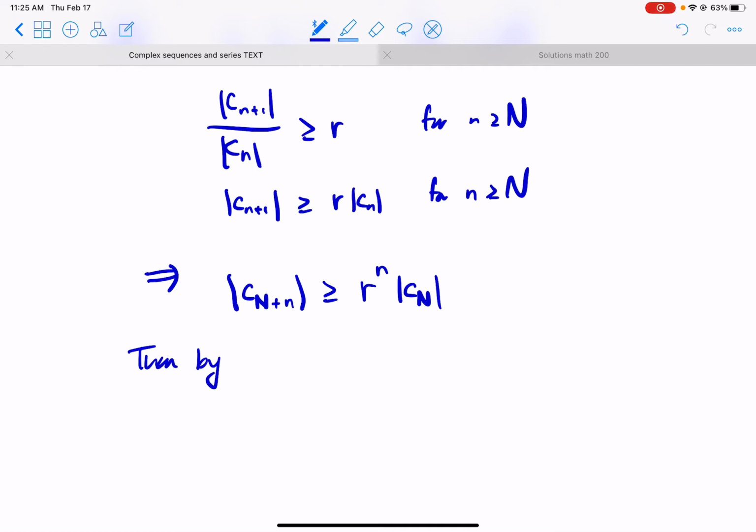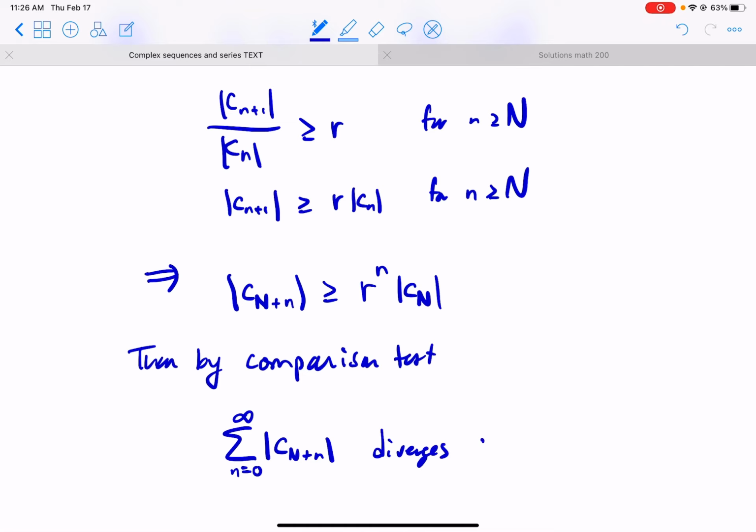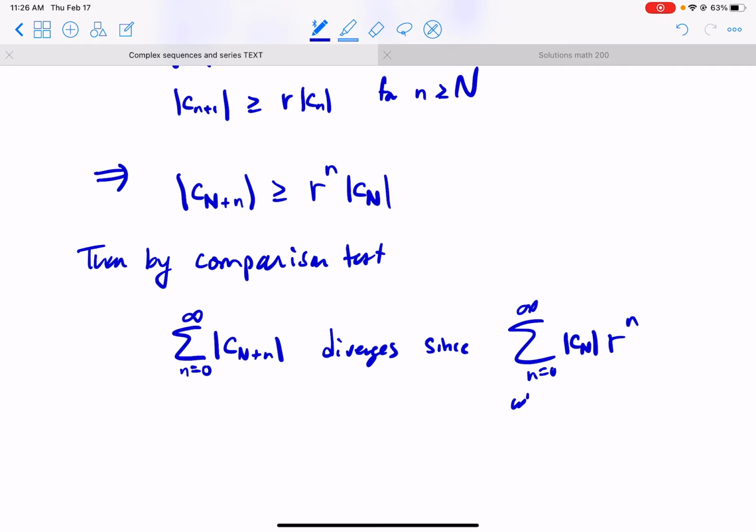Then, by comparison test, this sequence, whatever, 0 or 1 or whatever, diverges since it's bigger than this sequence, some constant times r to the n, which diverges since r is greater than 1, and we have a geometric series.